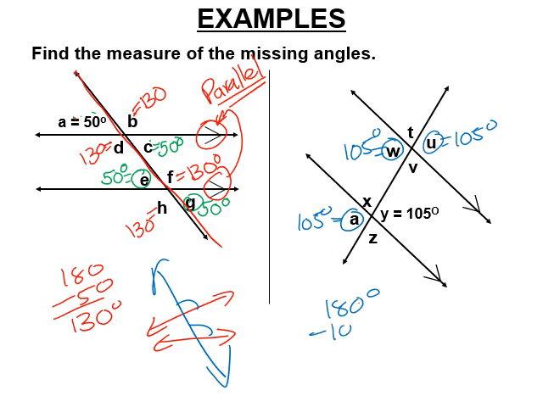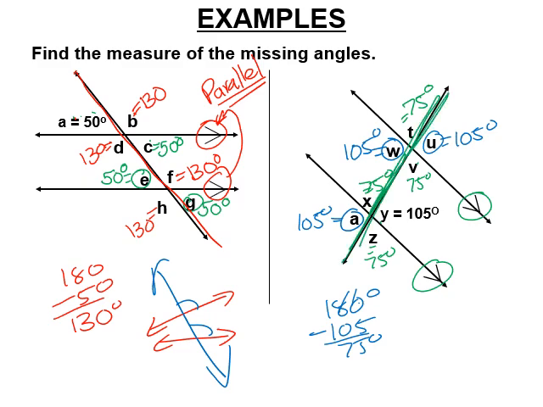So 180 minus 105, 75 degrees. Let's just use colors. So X and Z are both 75 degrees, and V and T are both 75 degrees. There's our symbol for parallel. So which is the transversal? The transversal is the one I just outlined in green.